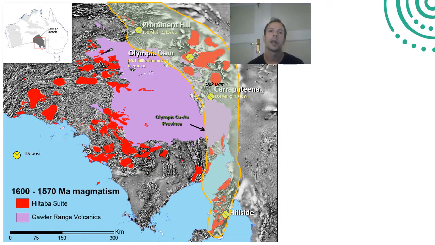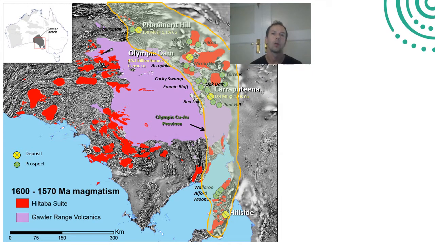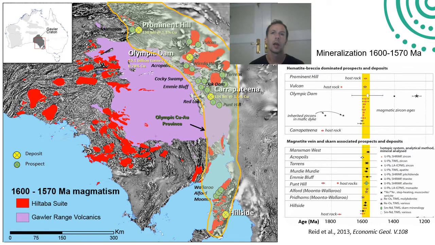It's important to point out that the Olympic Copper Gold province hosts many additional occurrences. So there are in fact over 100 copper gold occurrences of varying significance, and over a range of styles. Geochronology that's been done at both hematite dominated IOCG occurrences and magnetite occurrences has shown that they form in a similar time period associated with magmatism at around between 1600 and 1570.